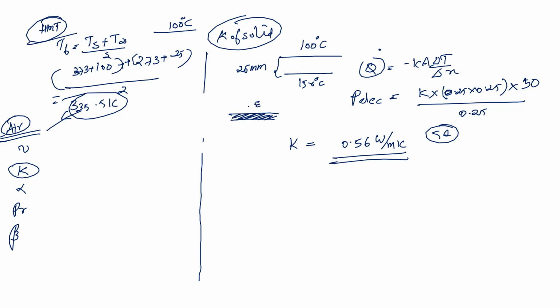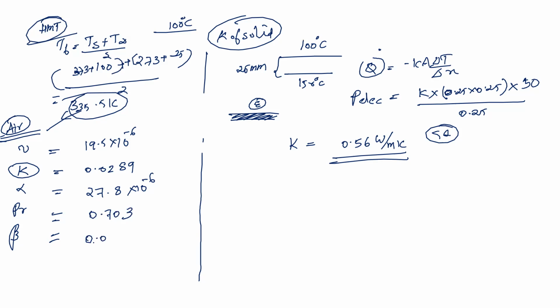Now we need to determine emissivity. Before that, let us see what these values are. Nu value comes to be 19.5 into 10 raised to minus 6. K value comes to be 0.0289. 27.8 into 10 raised to minus 6 is alpha. Prandtl number is 0.7034 for air. And the thermal expansion coefficient at this temperature, which is 1 by Tf, which I have calculated, is 0.00298 per Kelvin.